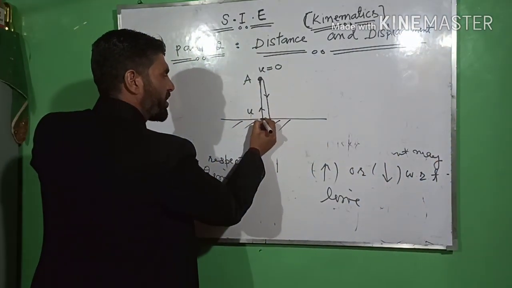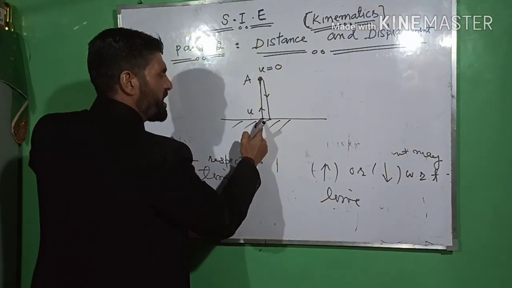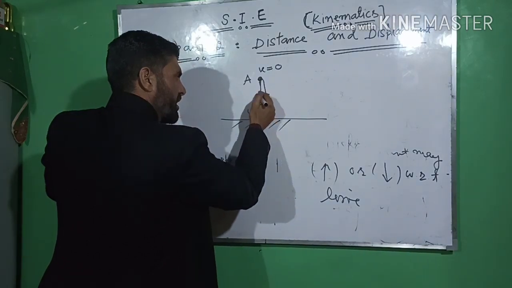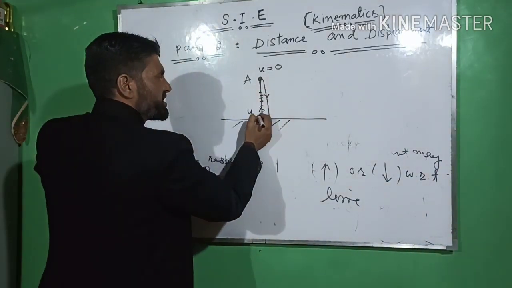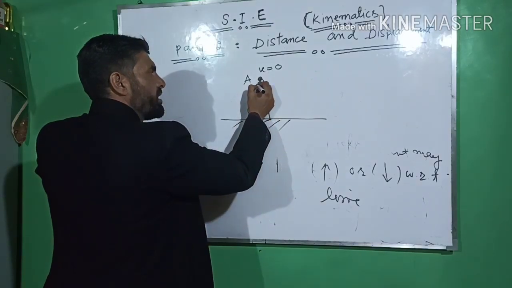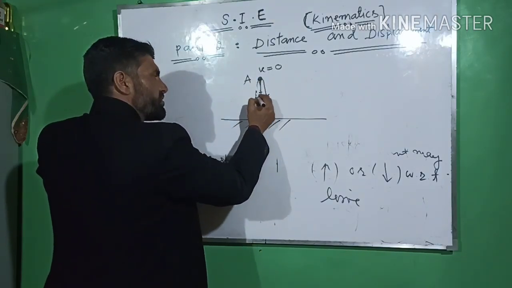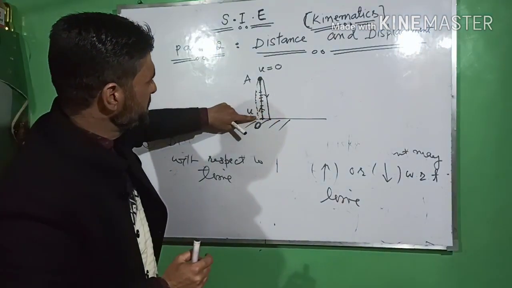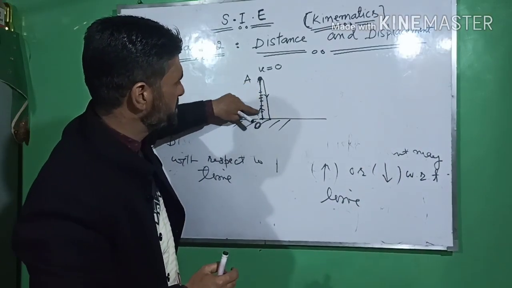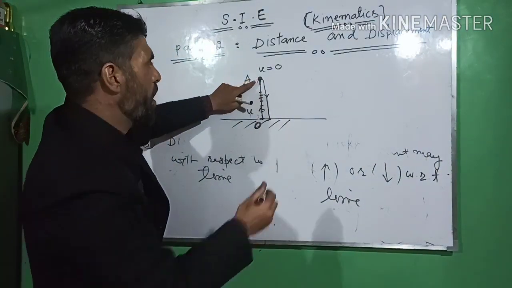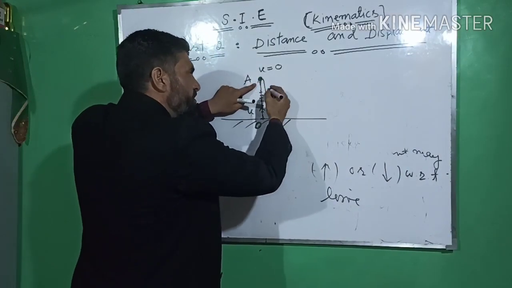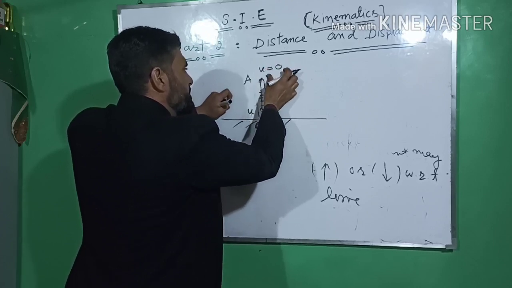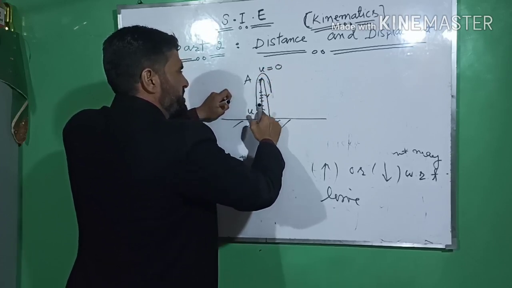Let us consider this to be point O, from O to A, time increases. With the increase in time, the distance increases, because distance is the actual path. Also the displacement increases, because the shortest path, that is the path between these two points, increases with respect to time. In this interval, both distance as well as displacement increase up to point A. But after point A, when it goes downwards, distance continuously increases because distance is the actual path length.